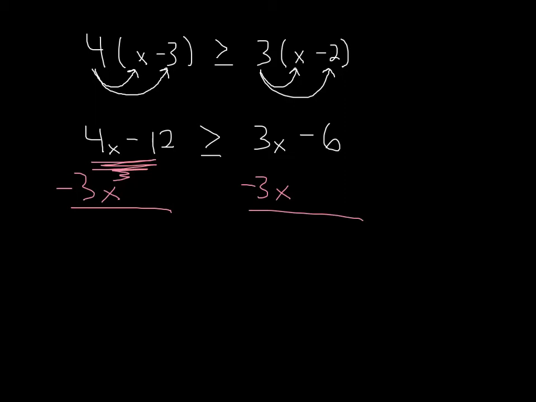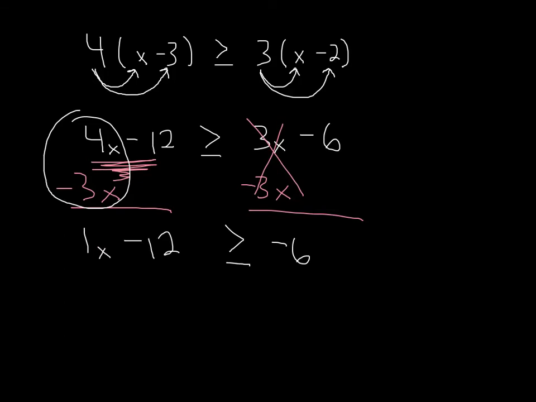When I do 3x minus 6 minus 3x, my 3x's cancel out, and I end up with just a negative 6 on the right-hand side. And now, on the left-hand side, a 4x minus a 3x is going to give me just 1x left. And then I still have my negative 12. I'm trying to get that x by itself, so I'm going to get that 12 over to the other side. To do that, I add 12. Negative 12 plus 12 will give me 0 and gets rid of that 12 on the left-hand side. If I do it to one side, I have to do it to the other, so I add plus 12 to the right-hand side.